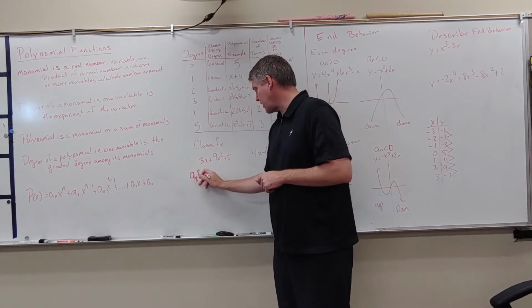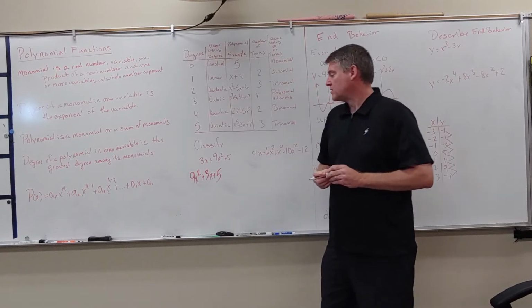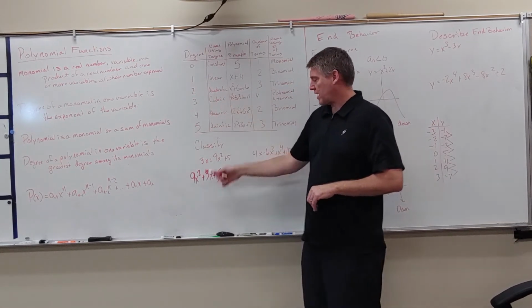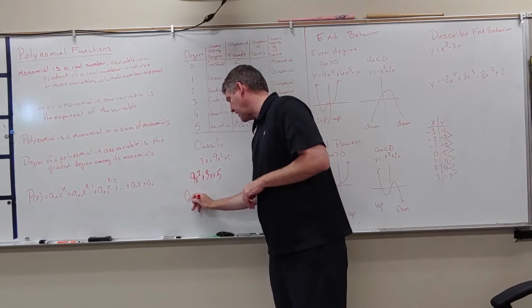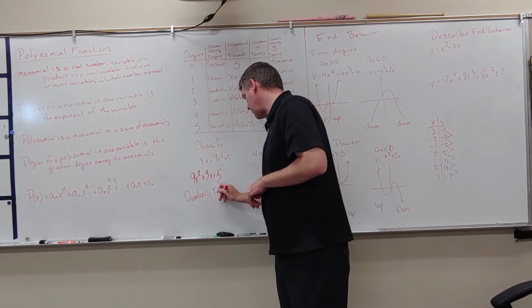So I'm going to go 9x squared plus 3x plus 5. So now I look at my degree. My degree is 2, so it's a quadratic. And how many terms are there? 3. So this is a quadratic trinomial.